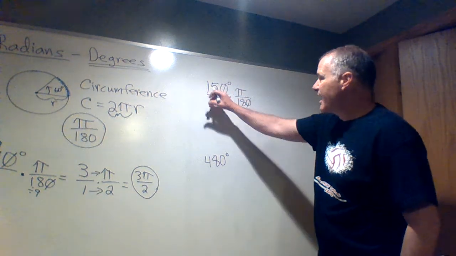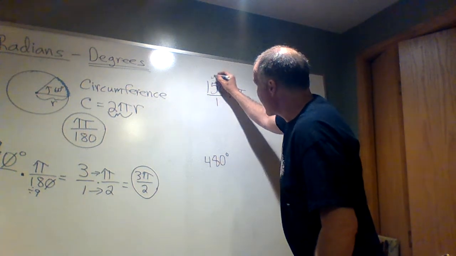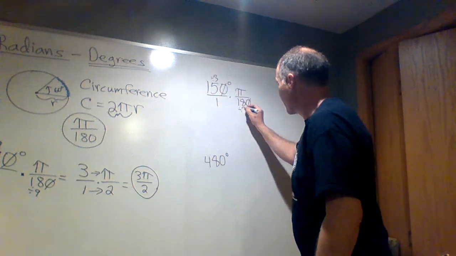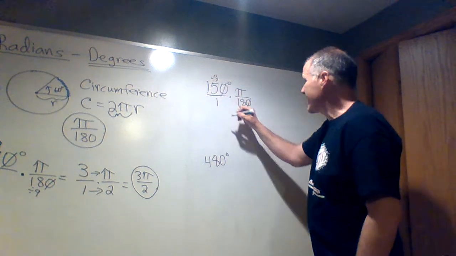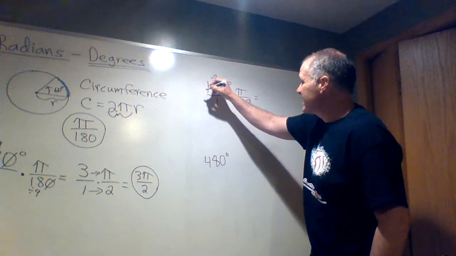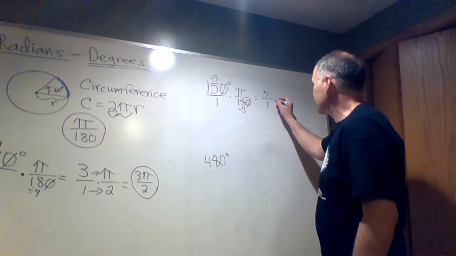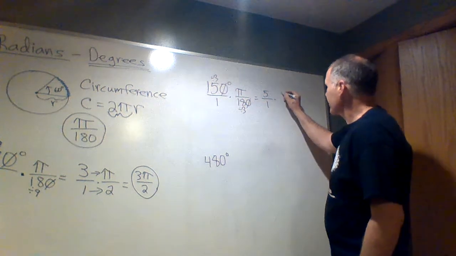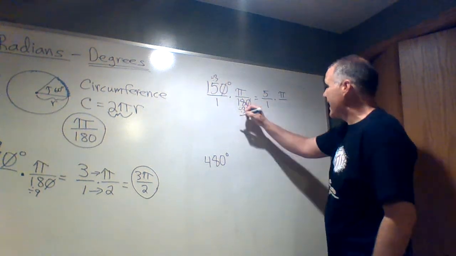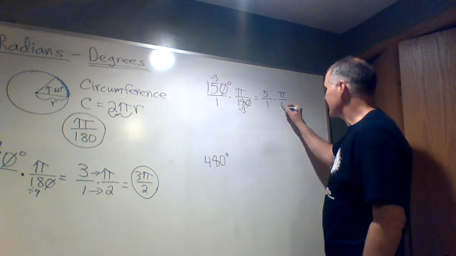So what can divide into 15 and 18? The only thing that can divide into that is 3. I can divide 15 by 3 and 18 by 3. Okay? 15 divided by 3 is 5. So that could become 5 over 1. Okay, and then pi over 18 divided by 3. 18 divided by 3, that's a 6.